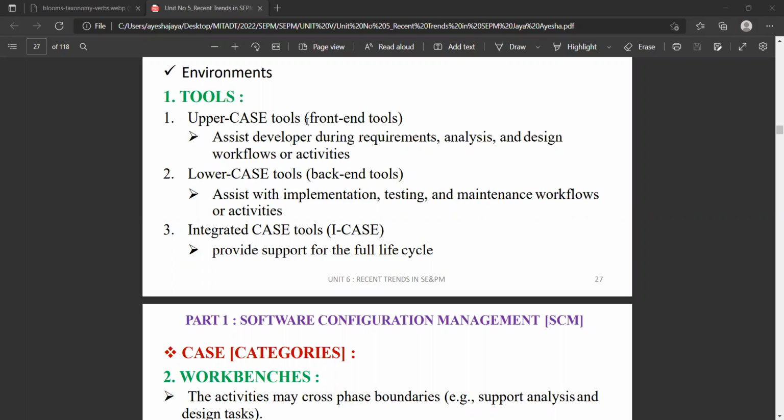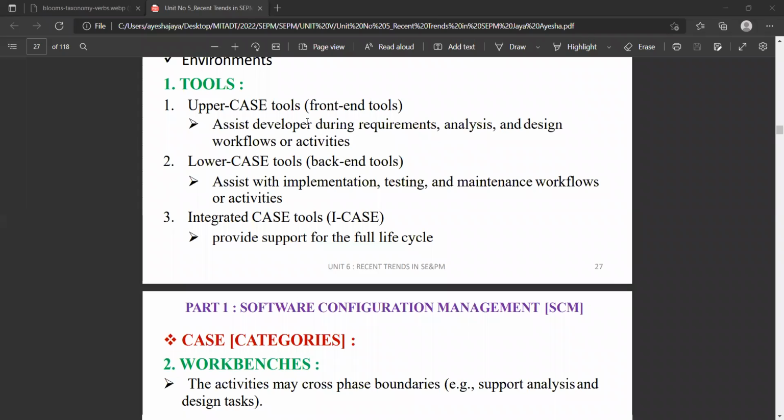Okay, so if you convert this into MVC architecture, you have 3-tier architecture. So 3-tier architecture we have discussed in one of the sessions. MVC architecture is an example of 3-tier architecture. So model is your backend, view is your front end, and controller, okay, MVC, C stands for controller. Controller is nothing but your integrated CASE tool which supports the full life cycle.